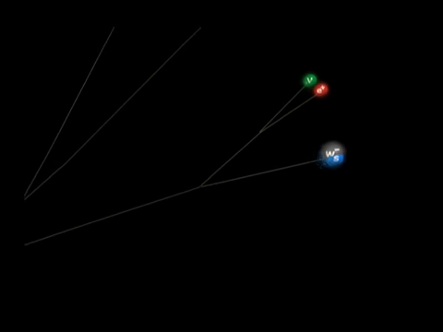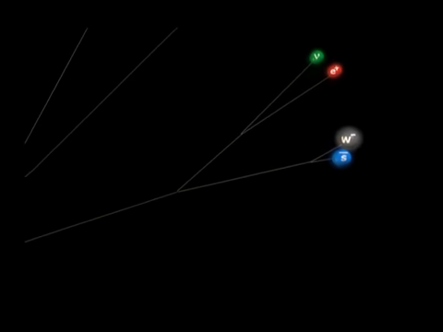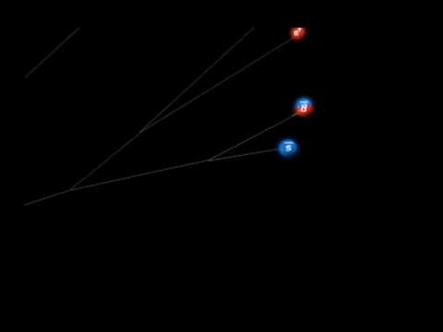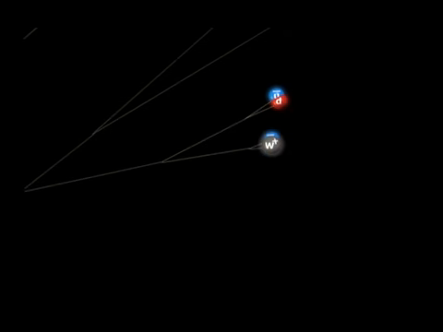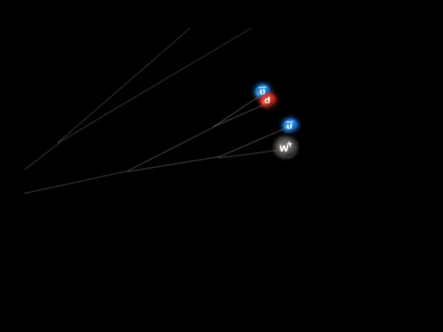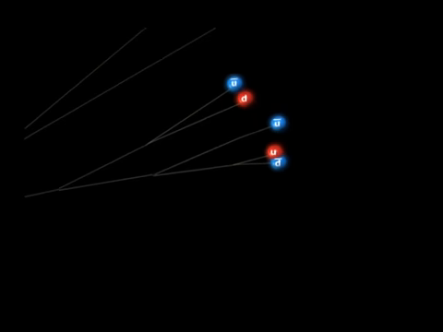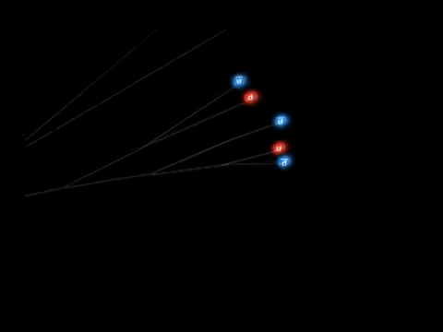The anti-C quark decays into an anti-S quark and a W, followed by the W decay into a D and an anti-U quark. Finally, the anti-S quark decays into an anti-U quark and a W, followed by the W decay into a U and an anti-D quark.